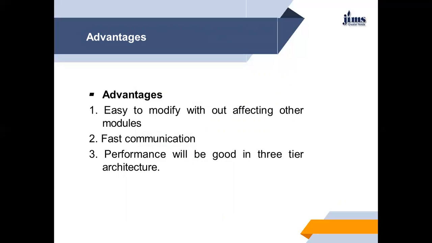So in this three-tier architecture, since the business layer is there and the clients are not directly interacting with the server, the communication is much faster as compared to the two-tier architecture. As far as performance is considered, the performance will be good in three-tier architecture as compared to two-tier architecture. See, in this three-tier, we are seeing one is the front end, another is the back end, and in the middle tier, we are seeing the business layer.